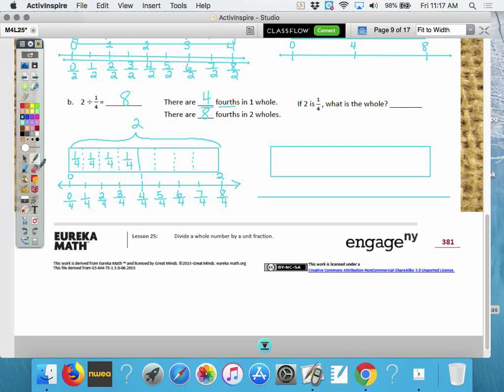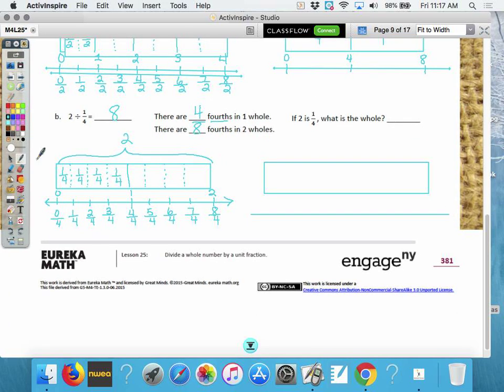All right. So it says 2 is 1/4. So what's my denominator? 4. So I need 4 equal parts. What goes in each one? 2. 2. So is my total still 8? Yep. The number line is going to be 0. This is 8, right?